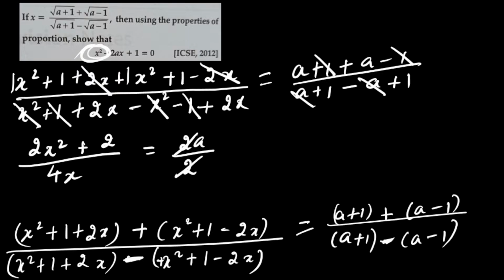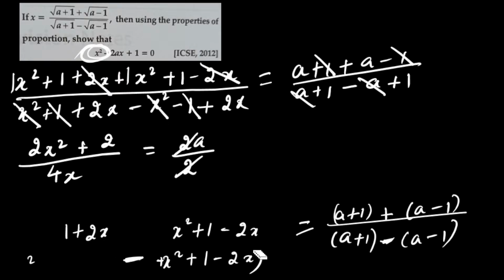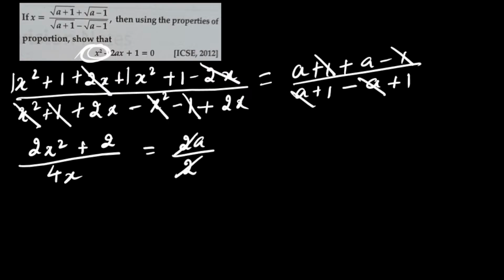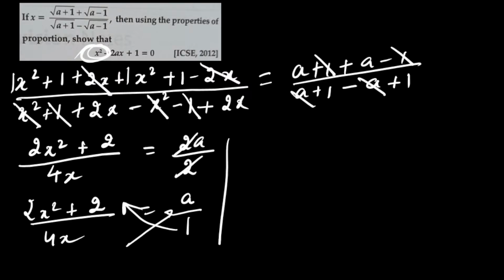So here we can cancel this 2 and 2. After cancellation, let's simplify. So it is 2x square plus 2 by 4x. This side we are left with only a, so a by 1 you can write. Let's do cross multiplication now. If I multiply anything with 1, it will be the same number only. So 2x square plus 2 into 1 is the same. Here with a, if we multiply 4x, this will become 4ax.